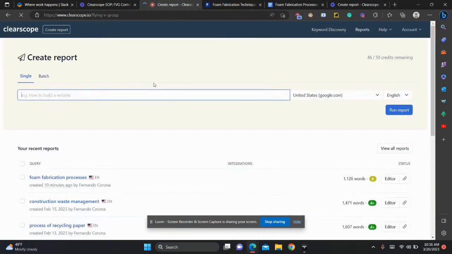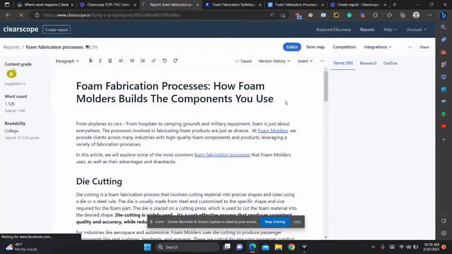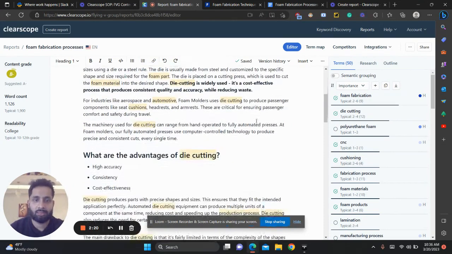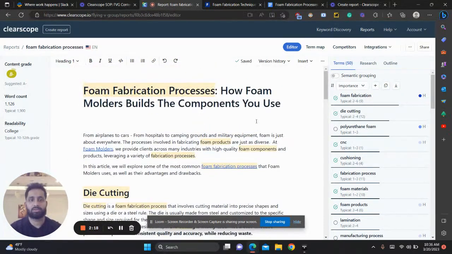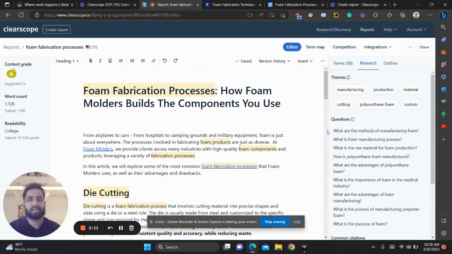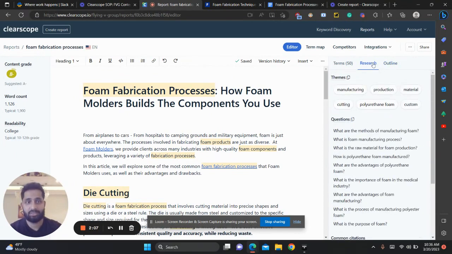So when we're looking at this, these are the two main functionalities I wanted to talk about. Apart from that, you can of course utilize the editor here to ensure that your formatting isn't lost from when you copy that over from Google. And the very last thing is we have these additional two functionalities here and here, which are research and outline.